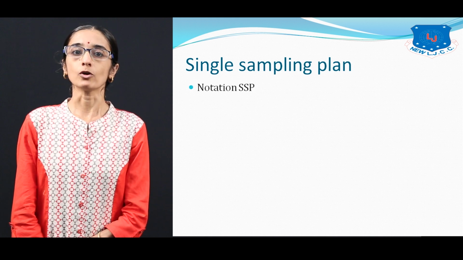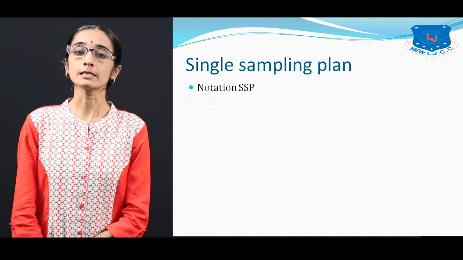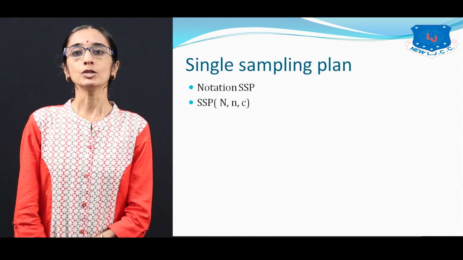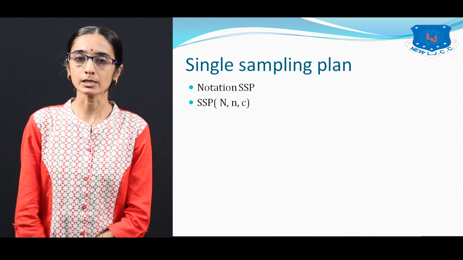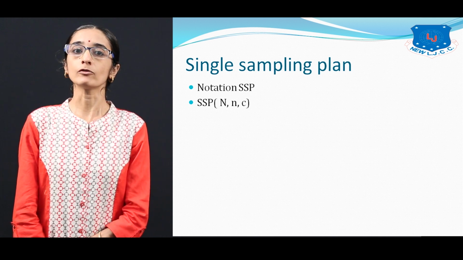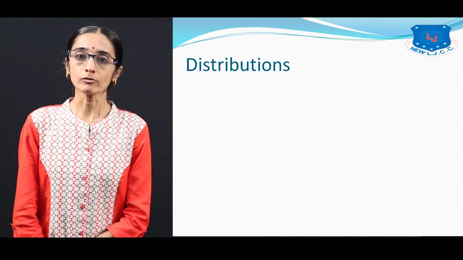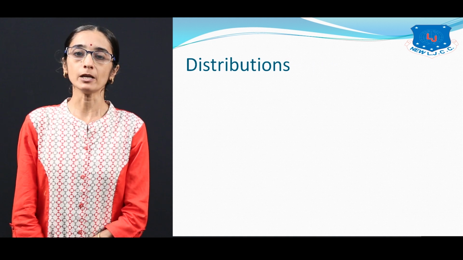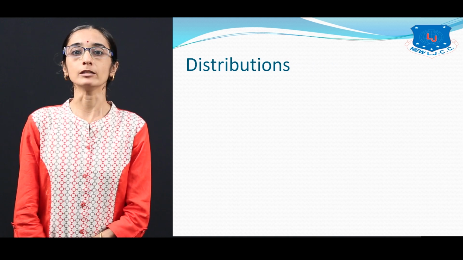The notation for single sampling plan is SSP (N, n, C), where capital N is the lot size, small n is the sample size, and C is the allowable number of defects. Now here we have to use the distributions to calculate the probability of accepting the lot.